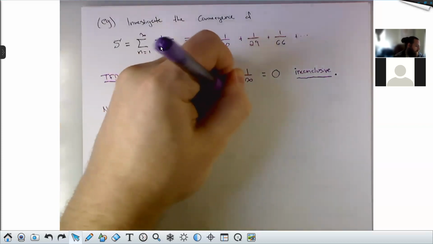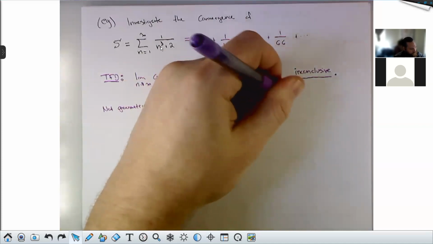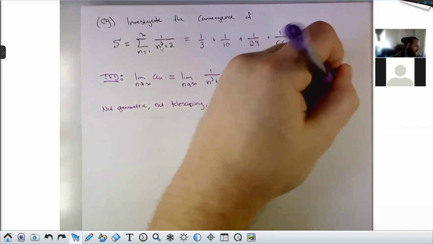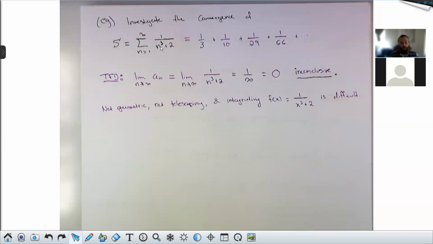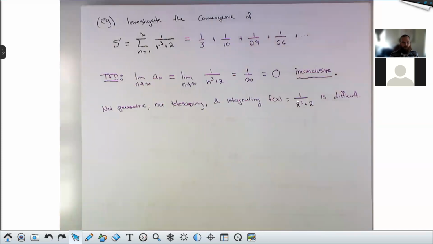And integrating f of x equals 1 over x cubed plus 2 is difficult. Not impossible. We could integrate this function and use the integral test. It's easy enough to show that this is a decreasing function. It's positive on the interval 1 to infinity, and it is continuous on all positive real numbers. But the integral that you'd have to do for the integral test is unpleasant. So TFD is inconclusive, and none of our other tests are worth trying.